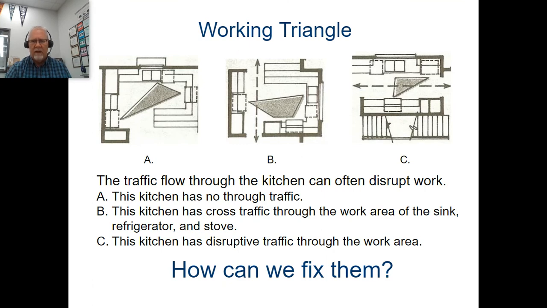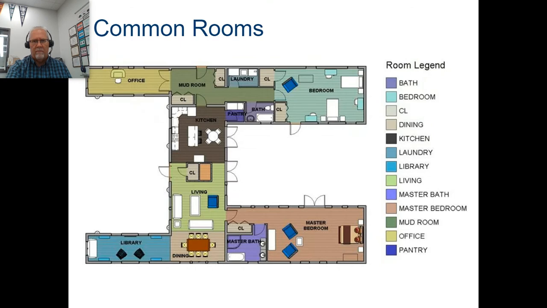To have traffic flow through the kitchen without disrupting work is a great idea. Some kitchens work great for that, others don't. The kitchen really has no traffic through in figure A because it's kind of blocked in. There's only one way in and one way out. Kitchen B has cross traffic through the work area and the sink. Okay, so it might be a little obstruction there. Kitchen C has a disruptive traffic area because there could potentially be a lot of traffic through it, but it has easy access from both sides. So how might we fix that? Well, there are ways we could consider changing that, moving some appliances. Sometimes we have to move walls if we're really going to make it efficient.